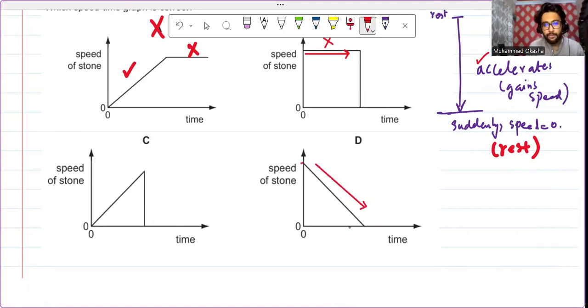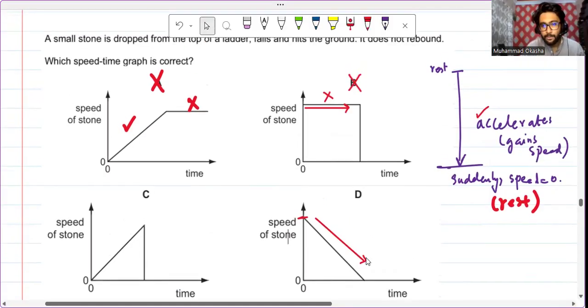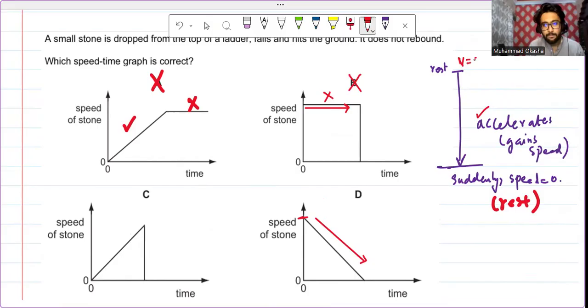And it shows initially it had a certain speed, while we know that initially the speed was zero. Initially the speed is zero. So, and this is non-uniform deceleration, but our stone accelerates. Okay, not decelerate, so D would be incorrect.